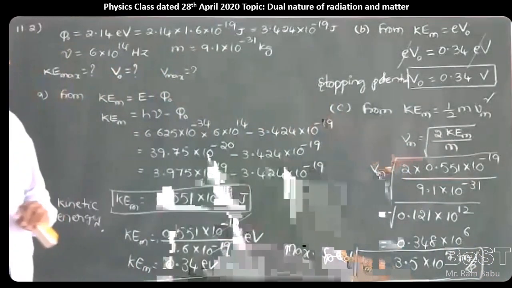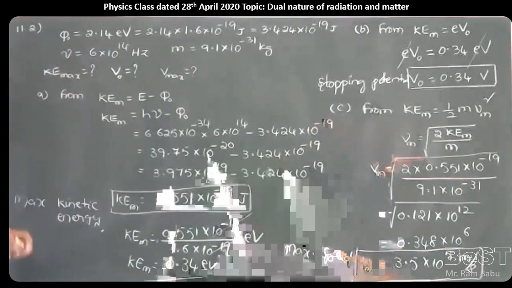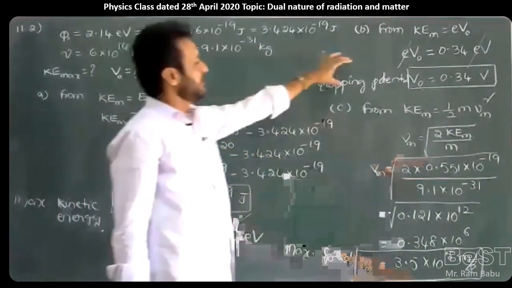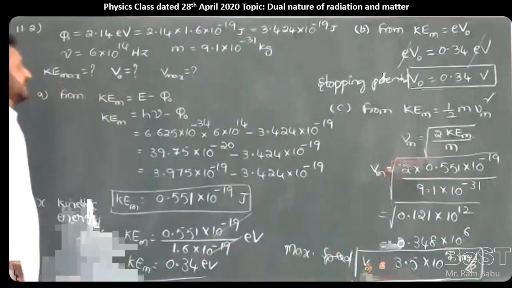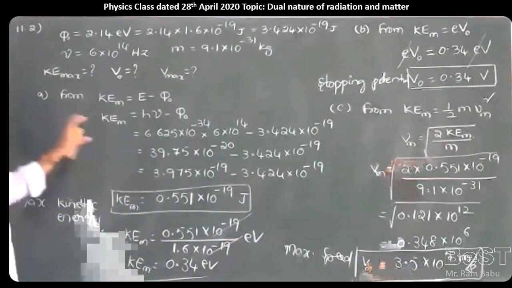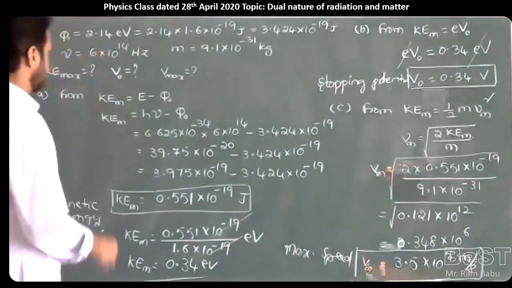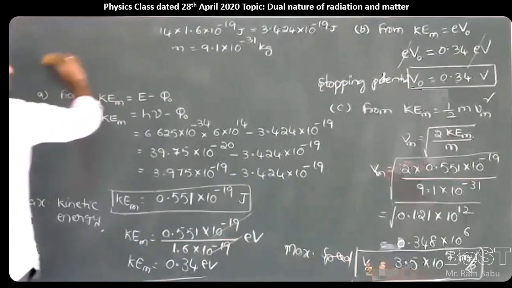So in total, in question 11.2, three subquestions they asked: maximum kinetic energy of the photoelectrons, second the stopping potential, and the third one the maximum speed of the photoelectrons. So it is an important 5 marks question, but all 3 may not be asked at a time; any 2 may be asked generally. Now we'll go for the third question, 11.3.